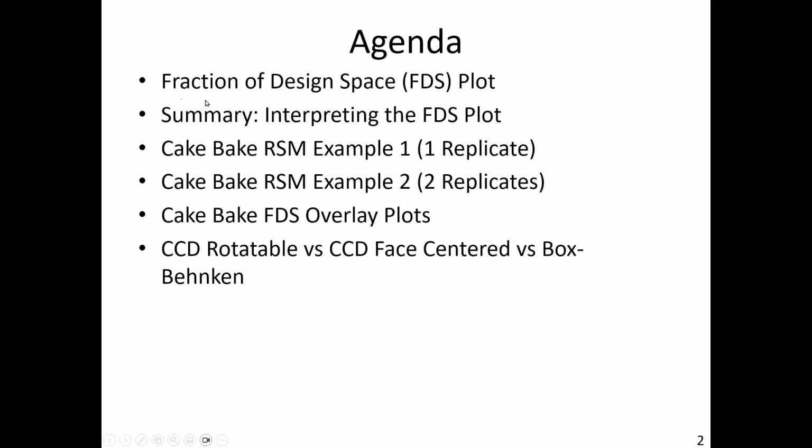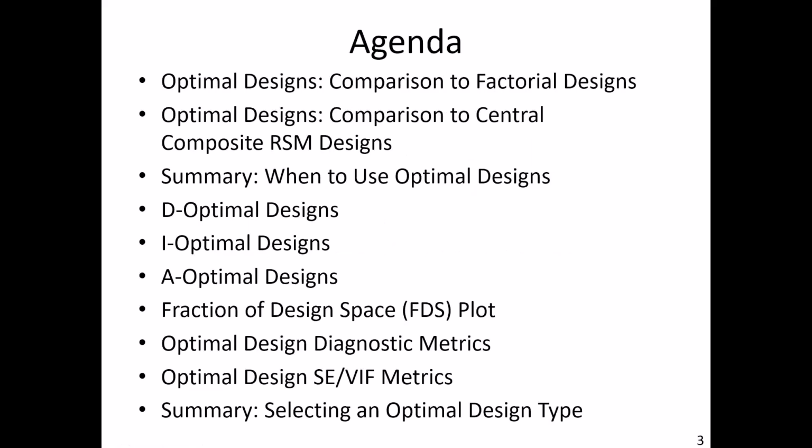Our agenda for today is we will discuss and introduce the fraction of design space plot and interpret the FDS plot. We'll use two examples, a one replicate cake bake response surface example, taste score to improve the cake taste quality with a single replicate, and then we'll do a double replicate and compare the two using FDS overlay plots. Briefly, we'll look at the differences between central composite rotatable, central composite faced, and a Box-Behnken design, again using the FDS plots. And then we'll switch gears to talk about optimal designs.